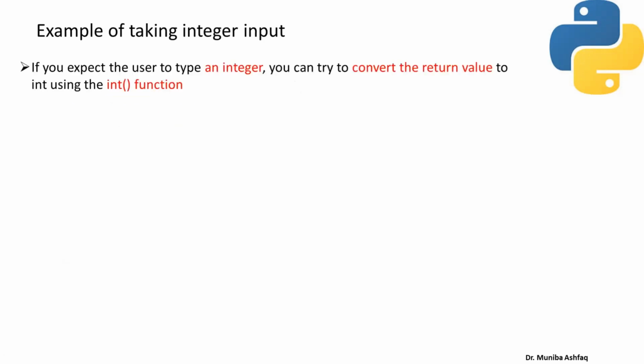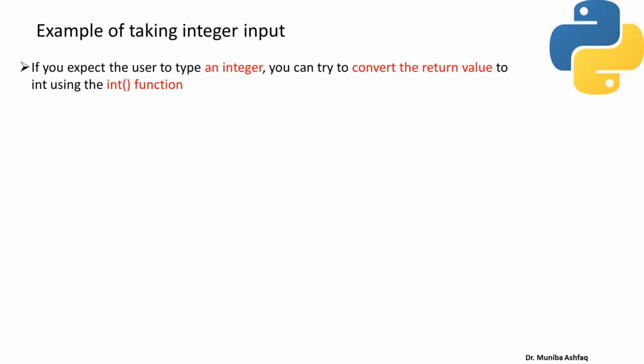Now coming towards the example of taking integer input. What will happen if we want the user to enter an integer and not the string? In that case, if you expect the user to type an integer, you can try to convert the return value to int using the int function. Basically, the input function takes the input in the form of a string, but we have the opportunity to convert that string into an int, as we may want these values in the form of integers, and we want to process that, or use that in some sort of expression. In that case, integer values are a must.